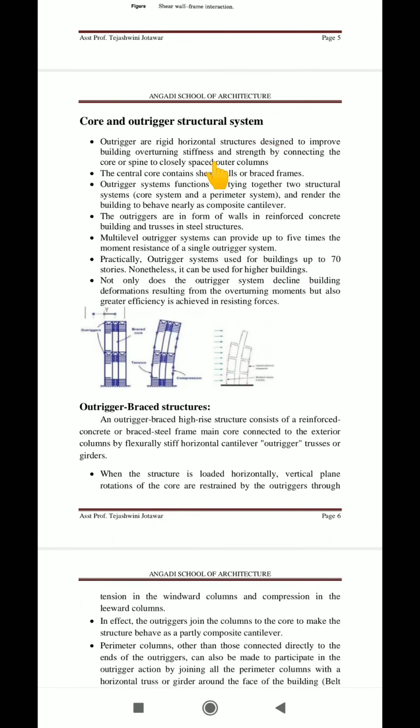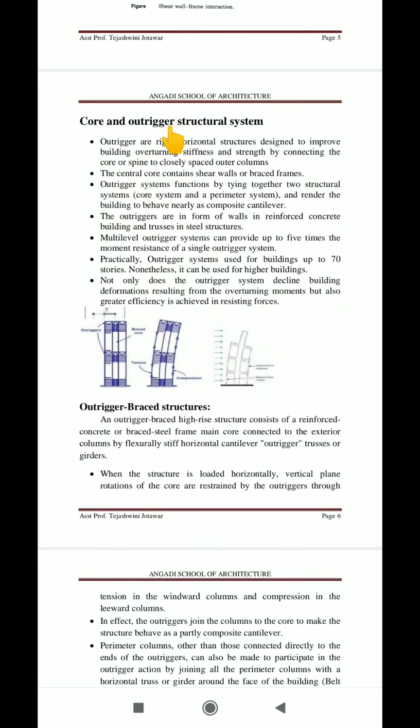So the first one is the core and outrigger structural system. We already know about the core structure, that is nothing but a combination of a number of shear walls which are enclosing a certain area, like a staircase or an elevator shaft, providing an enclosed area, that is called a core system.